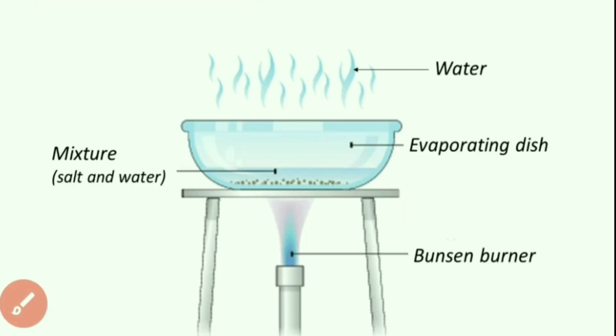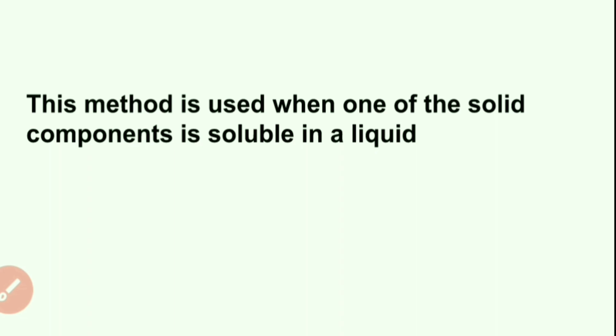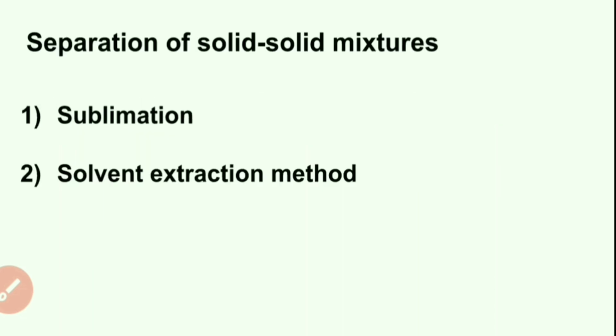Now the salt solution is taken and evaporated. When the evaporation is complete, the salt is left behind in the container. So this is how we basically separate sand and salt. This method of solvent extraction is used when one of the solid components is soluble in a liquid while the other component is insoluble in the same liquid. So the two methods which we have studied today are sublimation and the solvent extraction method, and both these methods are used in the separation of solid-solid mixtures.